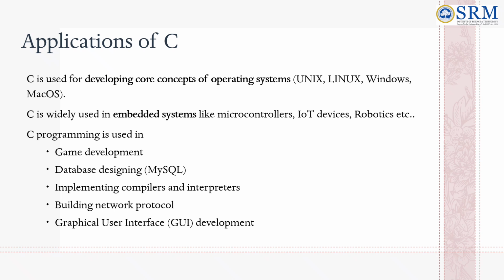Applications of C programming are: it helps in developing core concepts of operating systems, and it is used in embedded systems like microcontrollers, IoT devices, and robotics. C programming is also used for developing games, for designing databases, and for implementing compilers and interpreters. It helps in building network protocols, and it is also used for graphical user interface development.